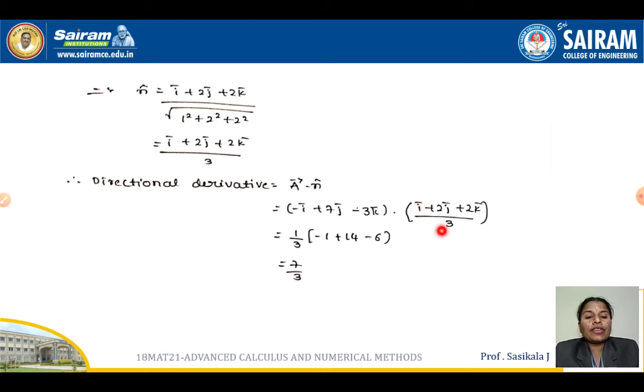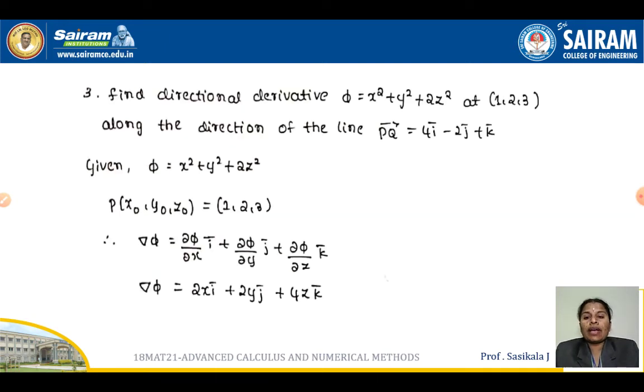So the dot product is 1 by 3. I am taking it as common because otherwise it will repeat every time. I'll get minus 1 plus 14 minus 6, which is equal to 7 by 3. So this is your directional derivative answer. Okay, so we'll go with one more example.